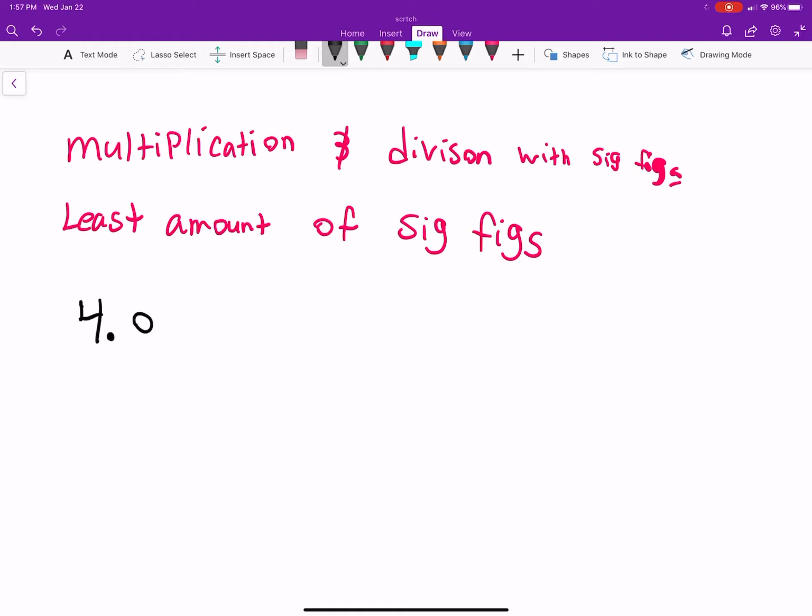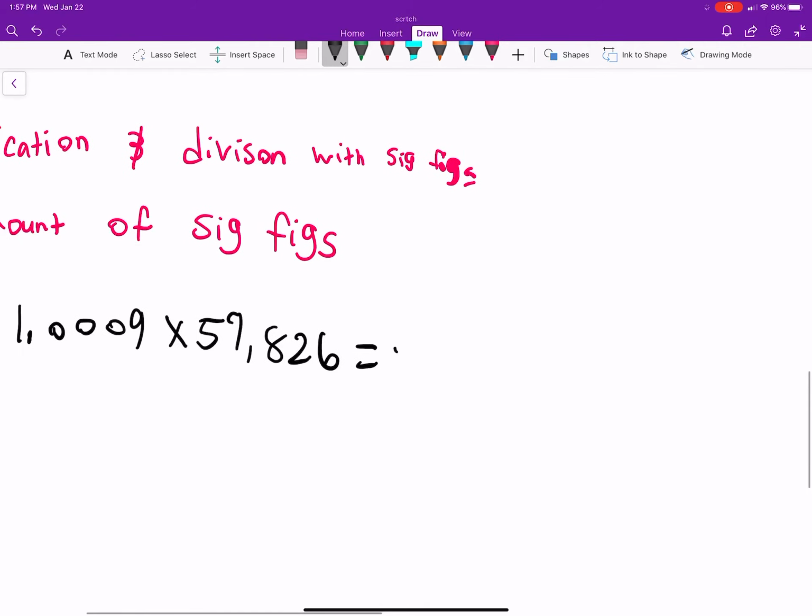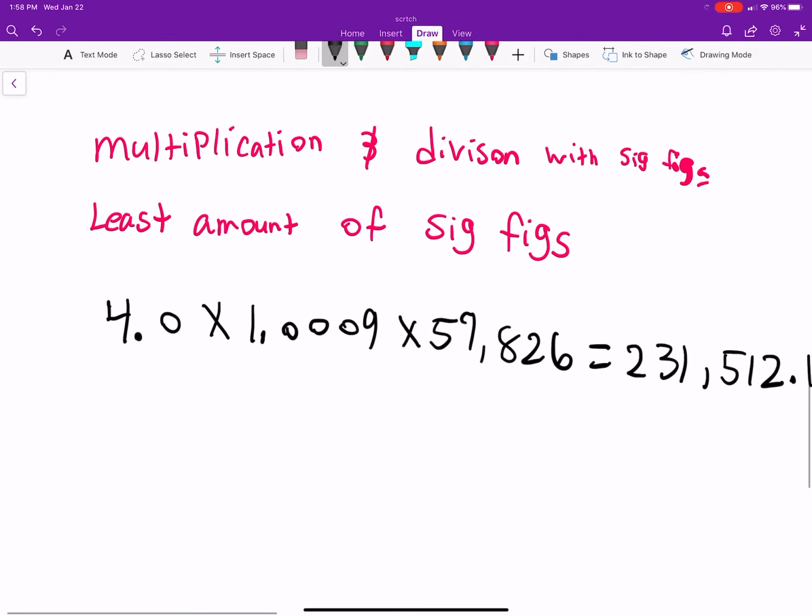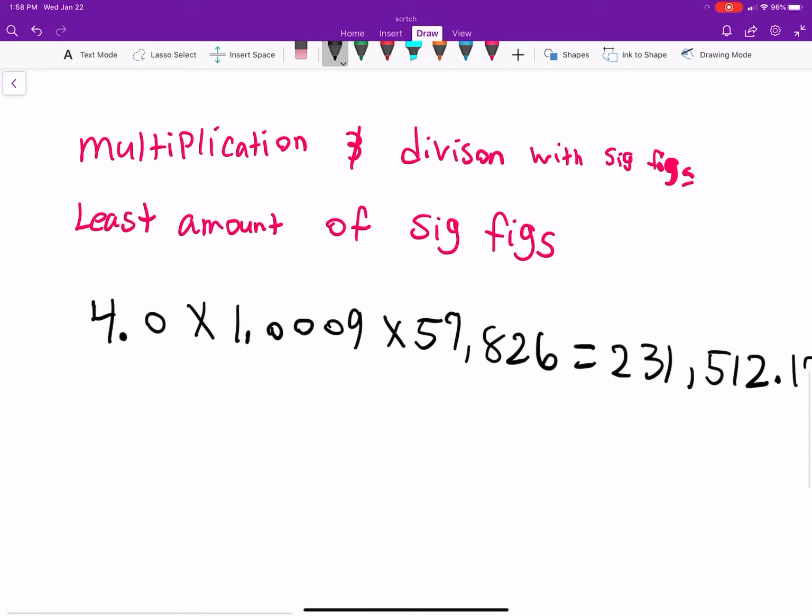Okay, so let's just do a quick example. 4.0 times 1.0009 times 5,826. If you multiply all this, you'll get 231,512.1736. Now, how many significant figures do each of these terms have? This is 2 because of the 4 and the 0.